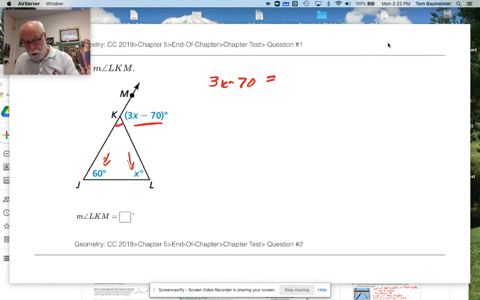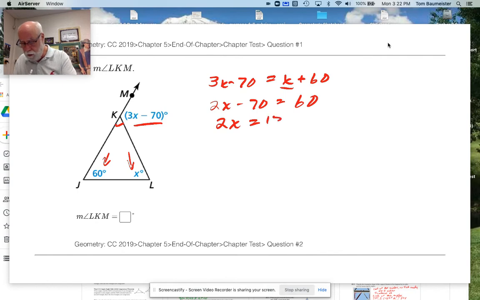So we'll have 3x minus 70 is equal to x plus 60. Now we're just going to move this x over to the other side, so we'll get 2x minus 70 is equal to 60. We'll get 2x is equal to, I'm going to add that 70, 130, and then I'm going to divide by 2, so I'll get x is equal to 65. Now stop there, because again, it's asking us to find the measure of the angle. So we need this angle right here, all right?